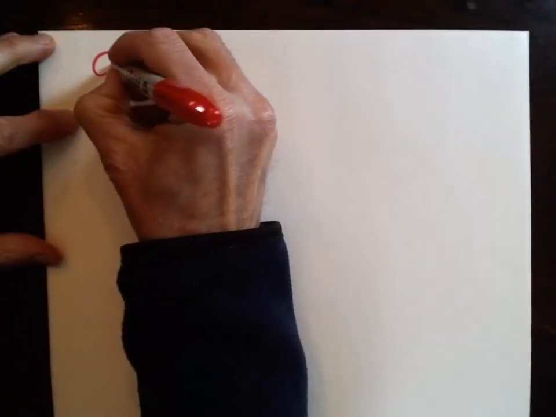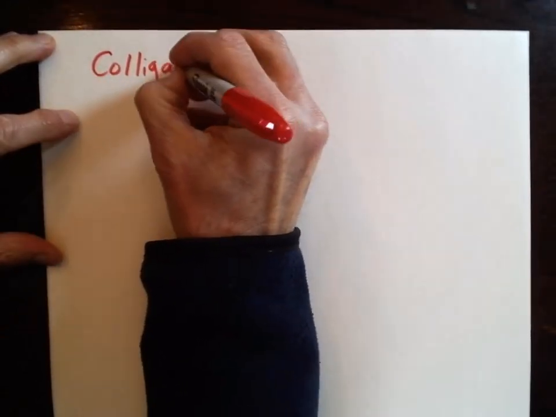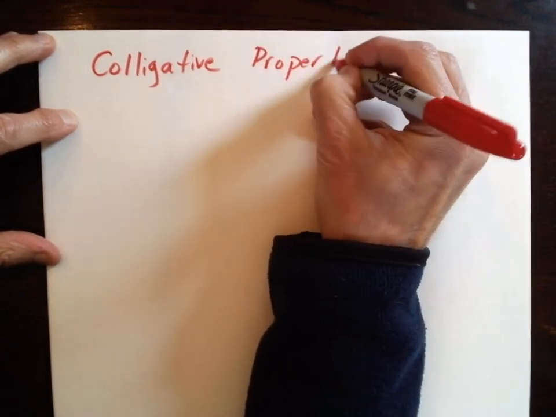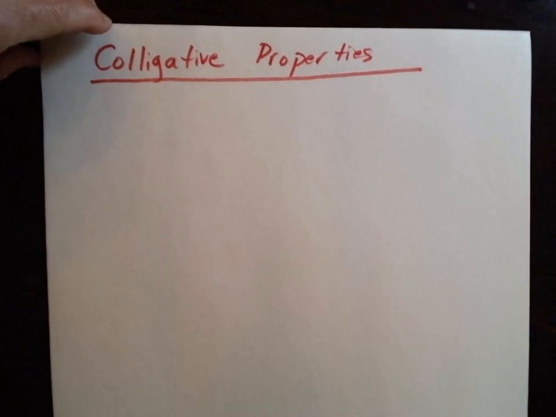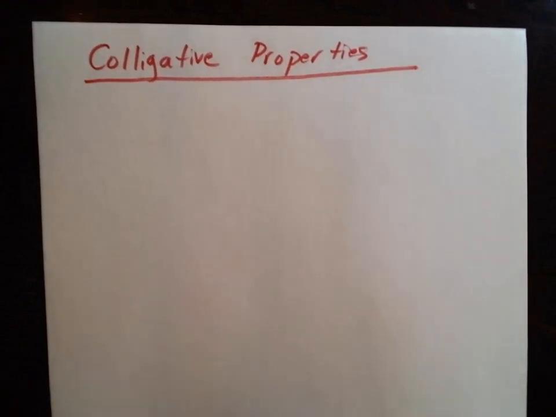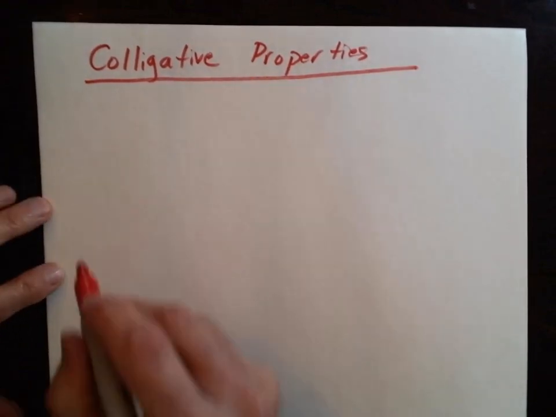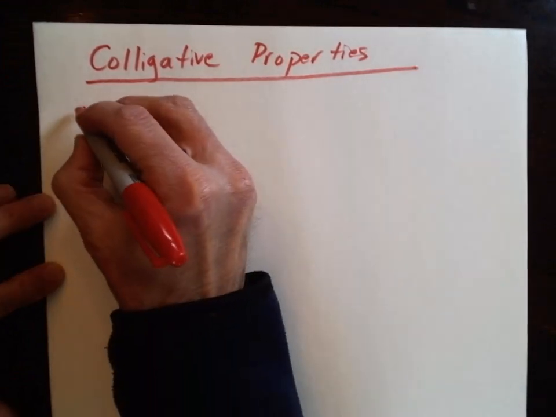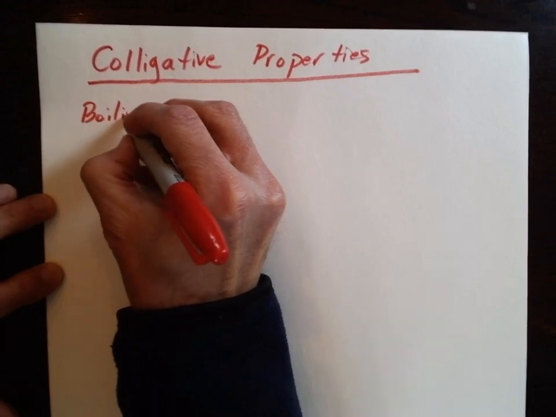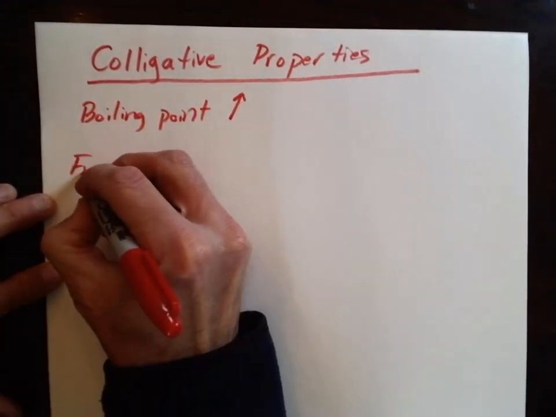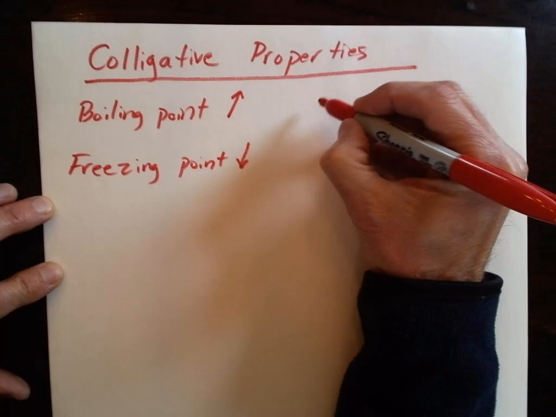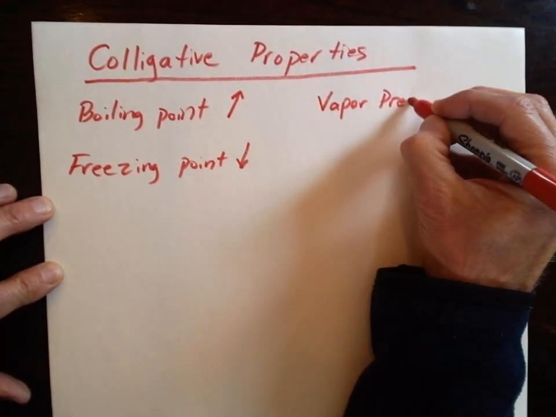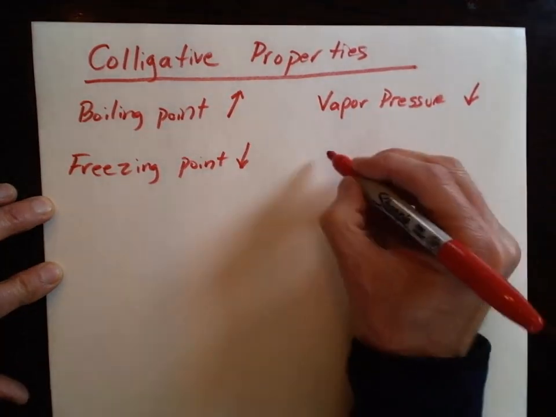We're now going to discuss colligative properties, which depend only on the number of particles in solution. So these properties don't depend at all on the chemical identity of the particles, only on how many particles are dissolved in solution. So the concentration. These properties are the boiling point elevation, freezing point depression, vapor pressure lowering, which is tied to the boiling point elevation, and osmosis.